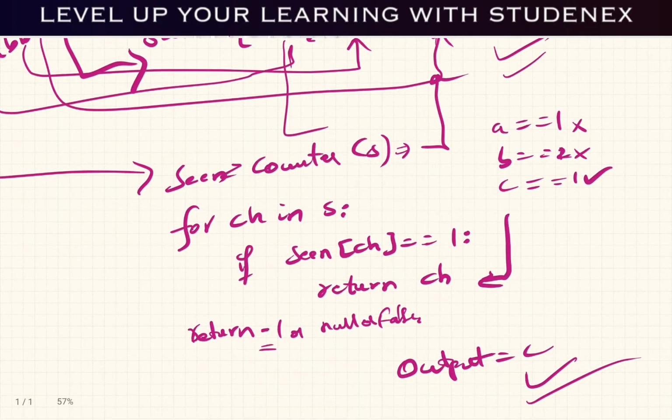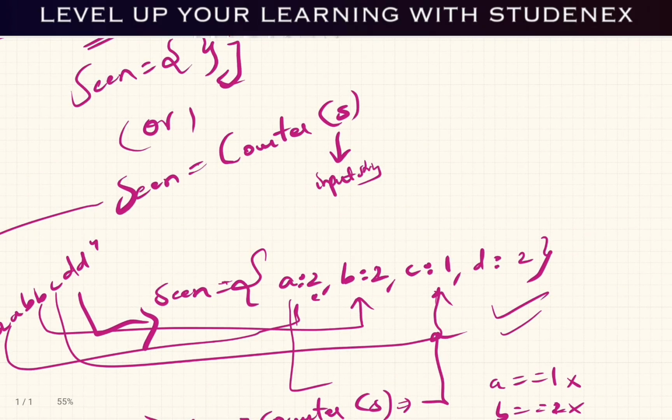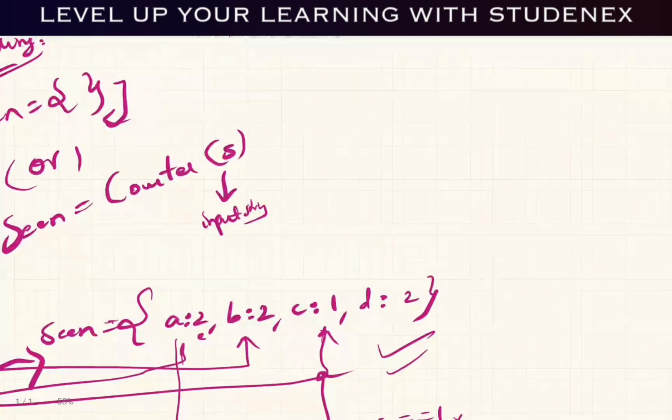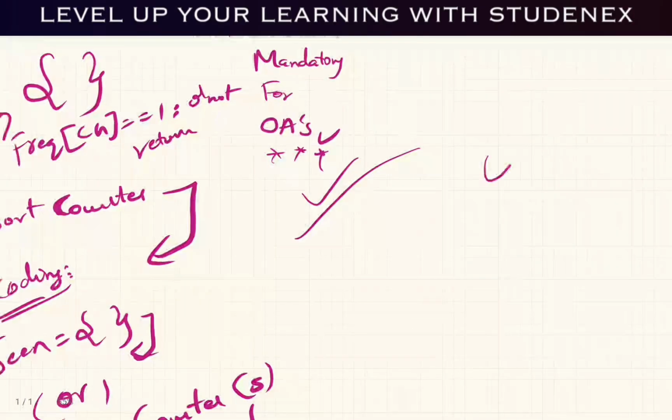This is a basic question, but you need to learn how to access the hash map. It can be quite confusing, so don't forget how to use a hash map. This is a basic explanation of how to use one. You can see how I accessed it here: I check that particular hash map variable and the particular character I want to look up, to see whether it's in the hash map or not. This is particularly mandatory for OAs. Don't forget it. I've seen this question in OAs very often. It is mandatory for online assessments.